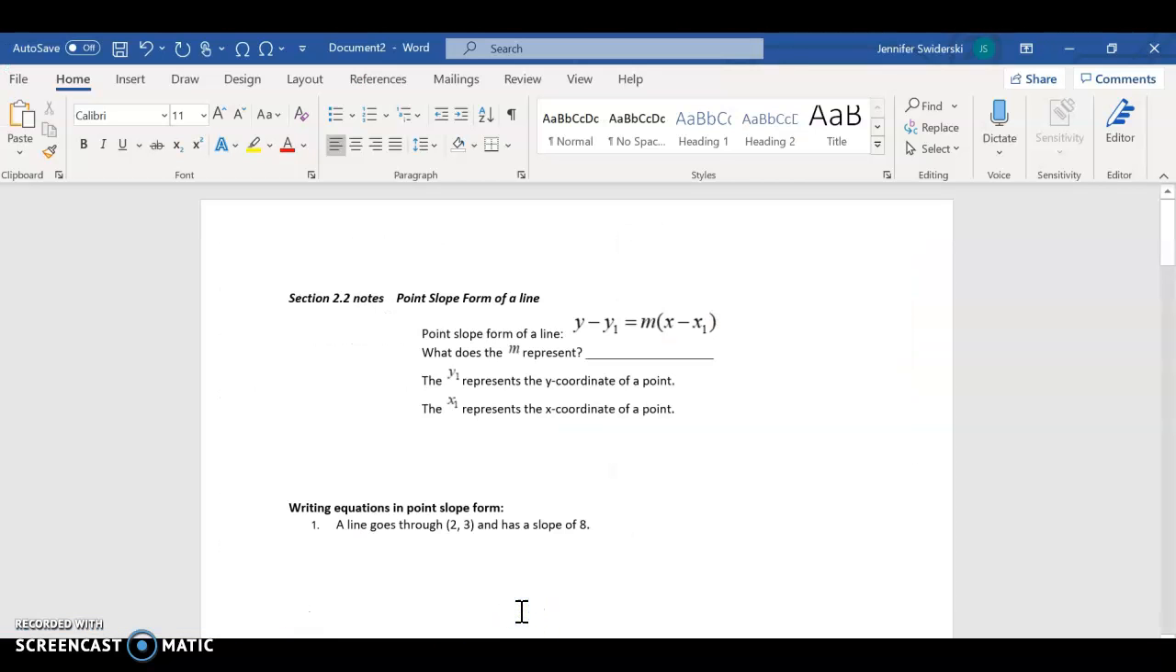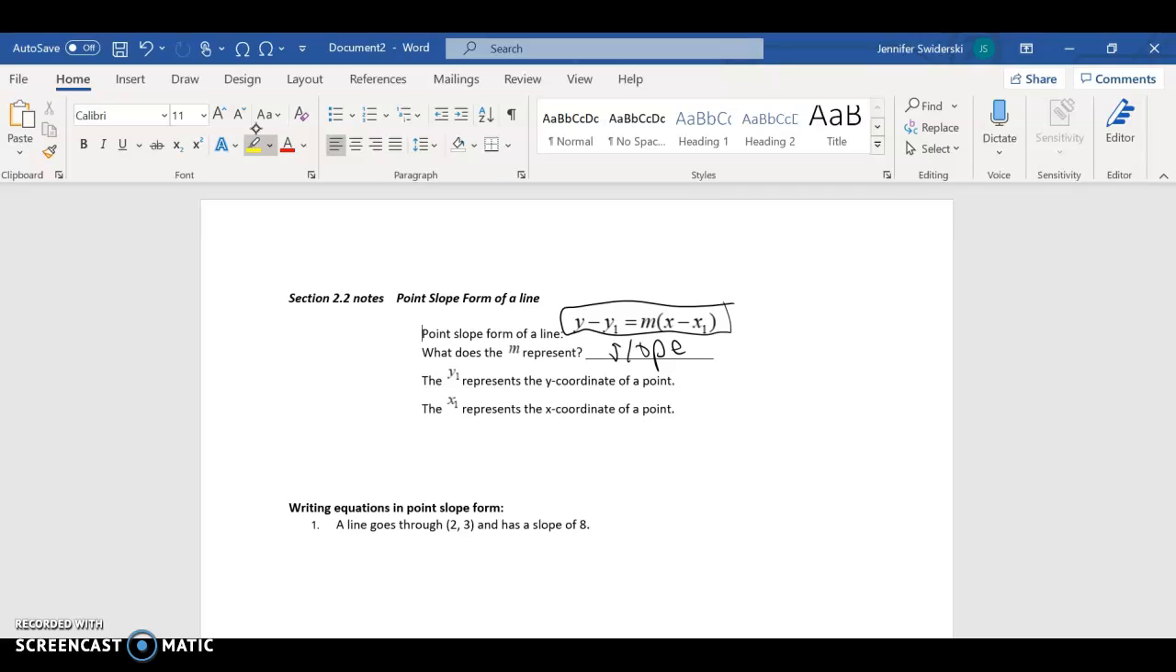All right, guys. So section 2.2 is on point slope form of a line, which is basically another way of writing an equation and moving it around from slope intercept form. The equation you need to memorize for point slope form of a line is y minus y1 equals m times x minus x1. So as always, what does m represent? It's my slope, the steepness of a line.